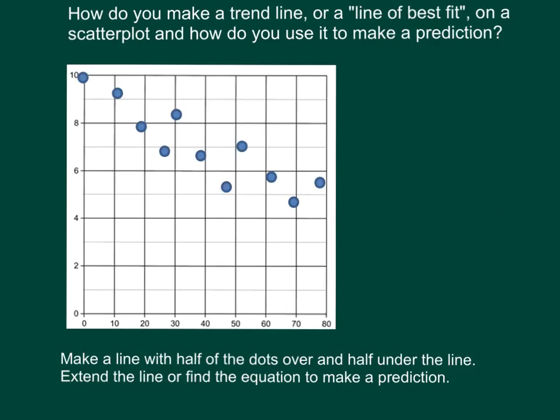To make a line of best fit, or a trend line, you want to make a straight line that has about half of the dots over and half under. You can extend the line to make a prediction.